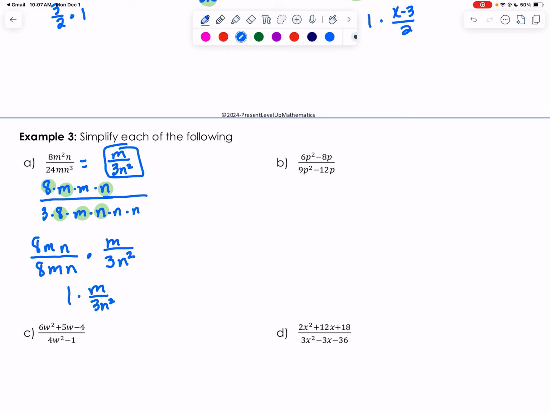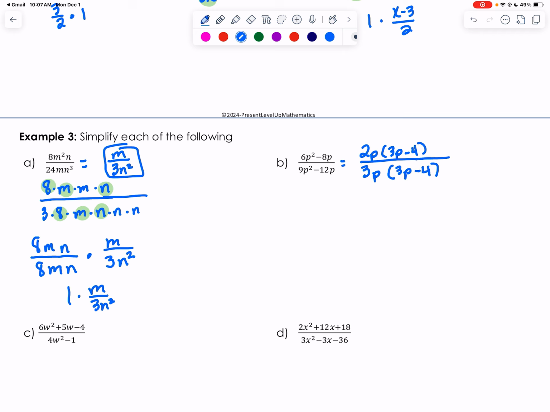Example 3, 6p squared minus 8p divided by 9p squared minus 12p. Now on the top here, if I want to factor out the common factor, I'm going to take out a 2p. So that would leave me 3p minus 4. On the bottom, let's see what we can divide out. We can divide out a 3p. So 3p squared divided by 3p would give me 3p. 12p divided by 3p would give me 4.